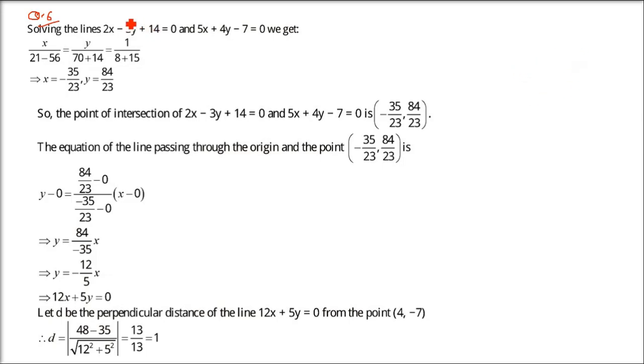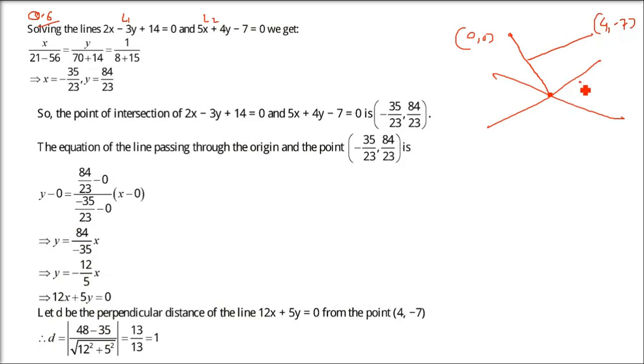From (4, minus 7), this is L1, this is L2. Let us assume these to be L1 and L2. These are two lines and they are intersecting. So we'll be able to find the intersection point. Now this is the origin, (0, 0). When we join this, we find the perpendicular distance from this line to (4, minus 7).